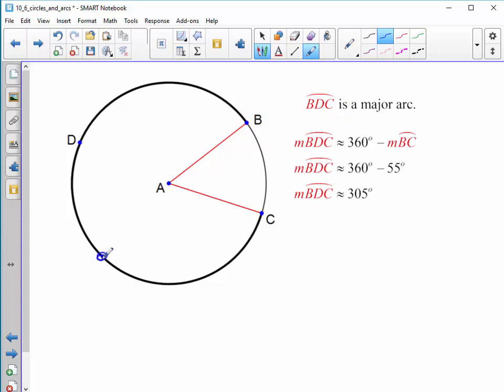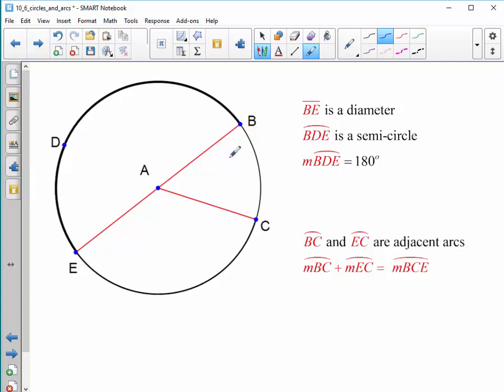And if we picked a different letter, let's put in an E over here, well then BEC would be the same major arc. Same end letters. Now, if we knew before that this was 55 degrees, and we know that a circle going all the way around in degrees is 360, well then 360 minus 55 is going to give you 305 degrees, and that's going to be the measure of that major arc. So the major arc BDC is 305 degrees.